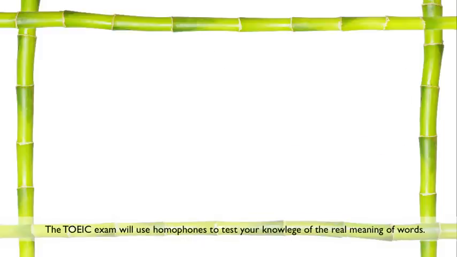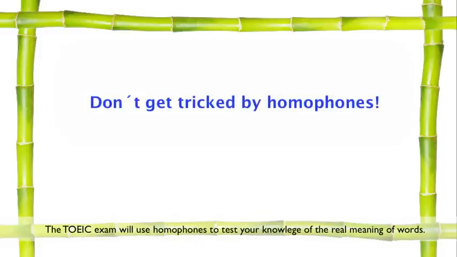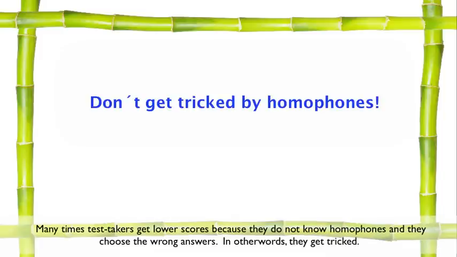The TOEIC exam will use homophones to test your knowledge of the real meaning of words. Many times, test takers get lower scores because they do not know homophones and they choose the wrong answers. In other words, they get tricked.